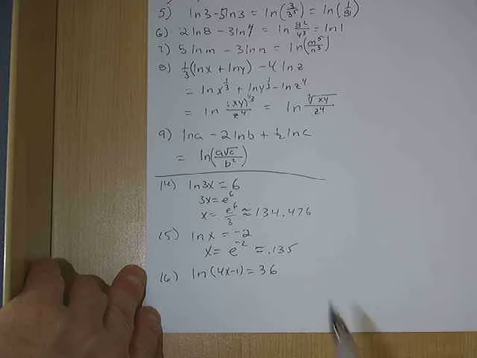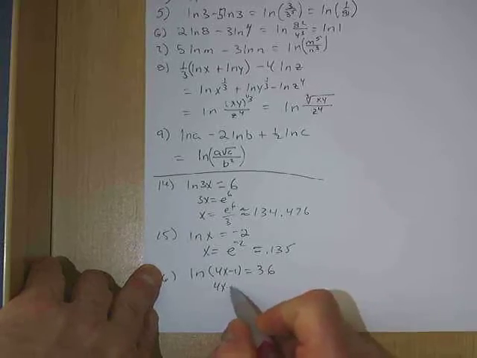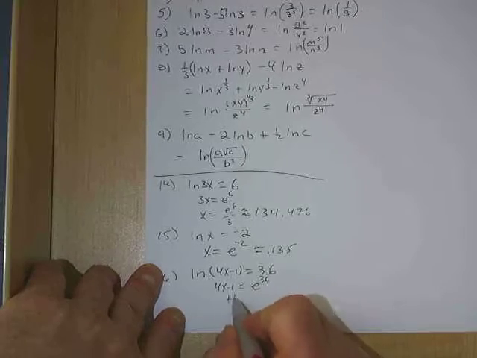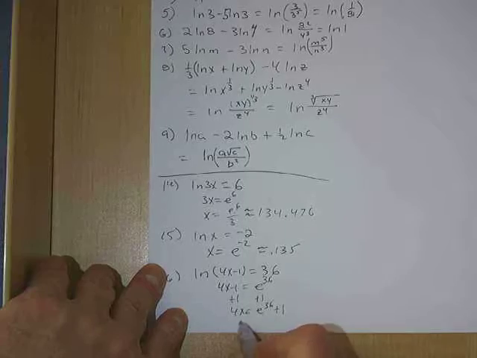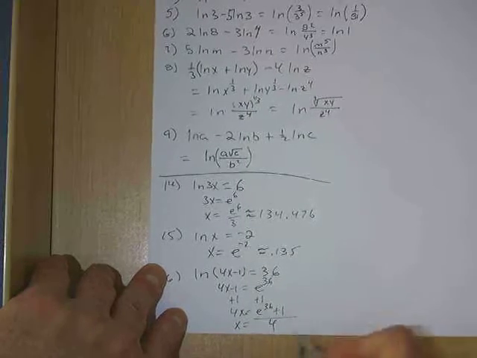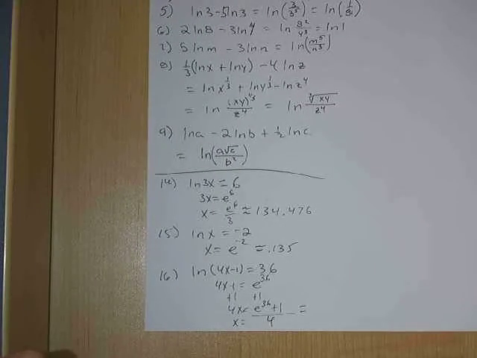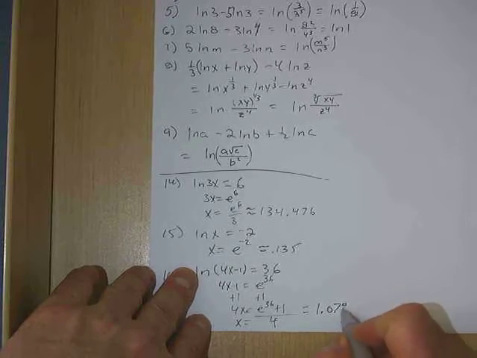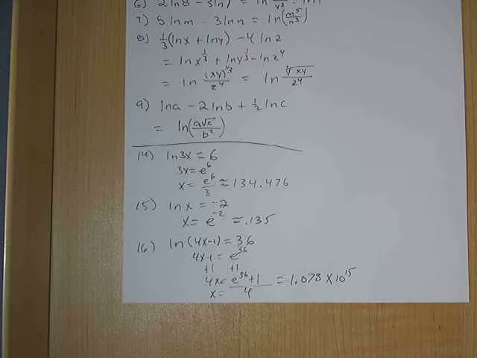All of this stuff is having the logarithm taken of it. So to unlock it, we need to take 4x minus 1 equals e to the 36th. Now I can add 1. 4x equals e to the 36 plus 1. Divide by 4. And I get e to the 36 plus 1 over 4. And that equals approximately 1.078 times 10 to the 15th.